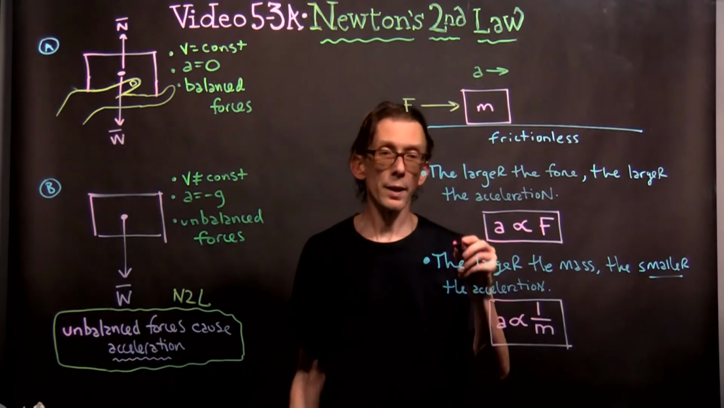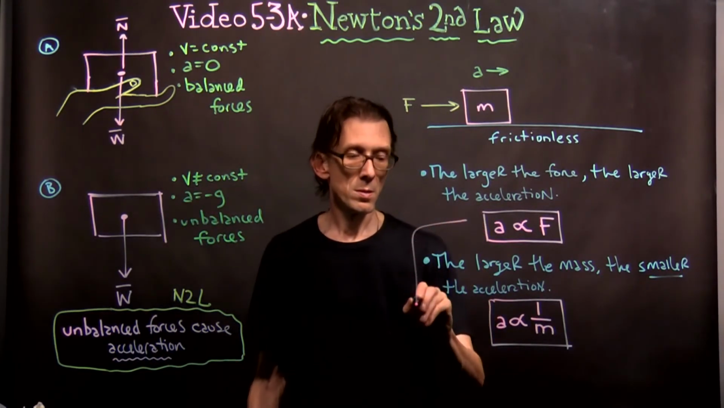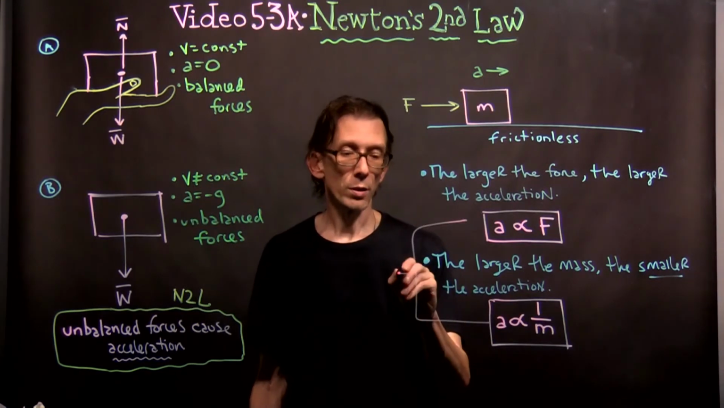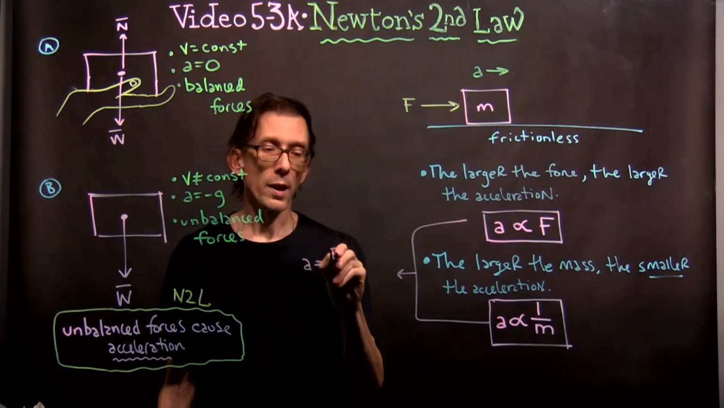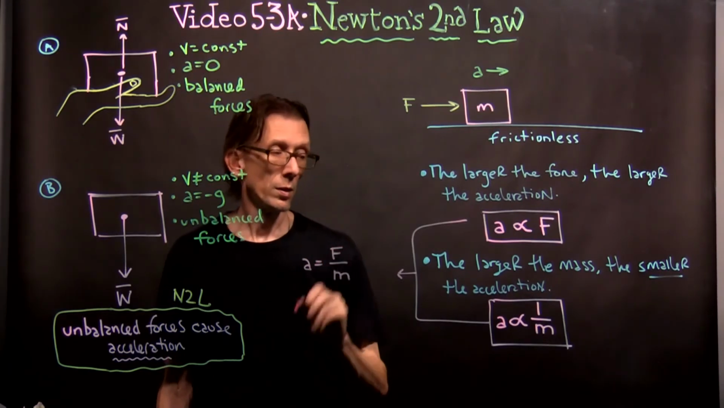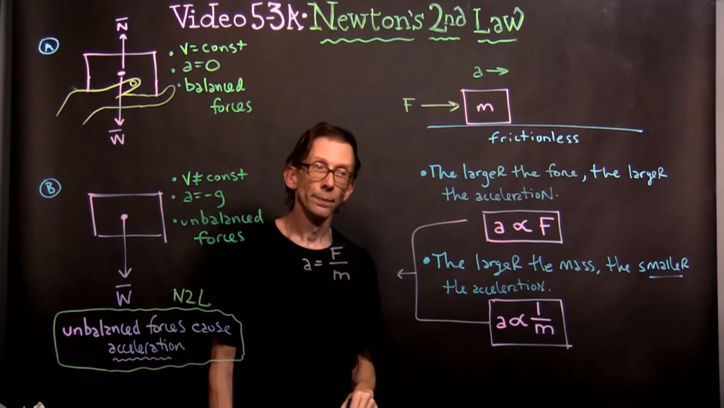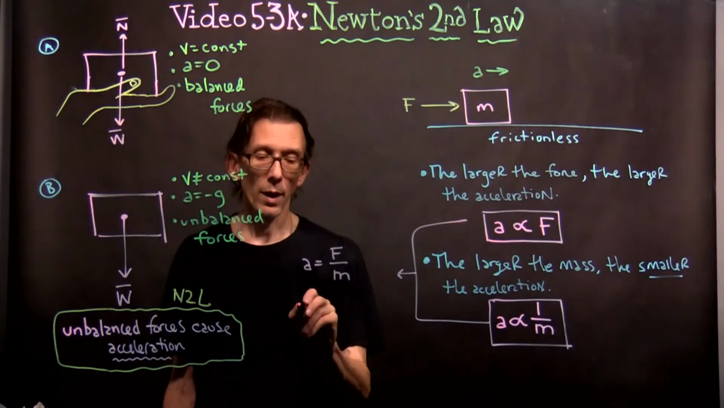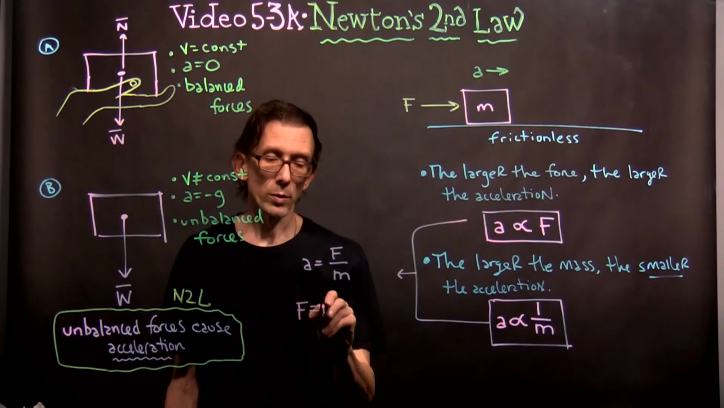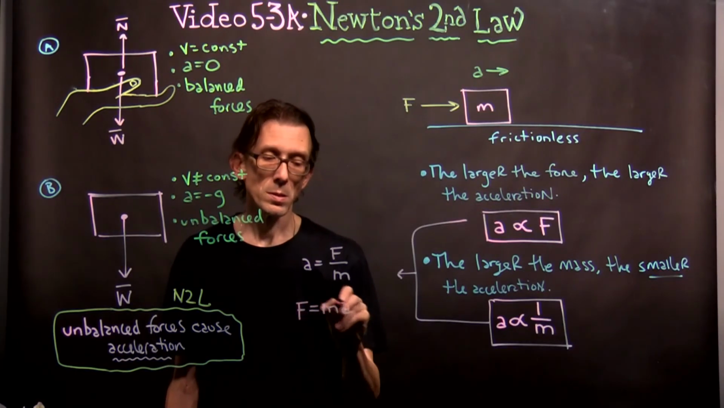Okay. Now these can be combined into a single equation. A equals F over M. Or if we rearrange it, F equals M A.